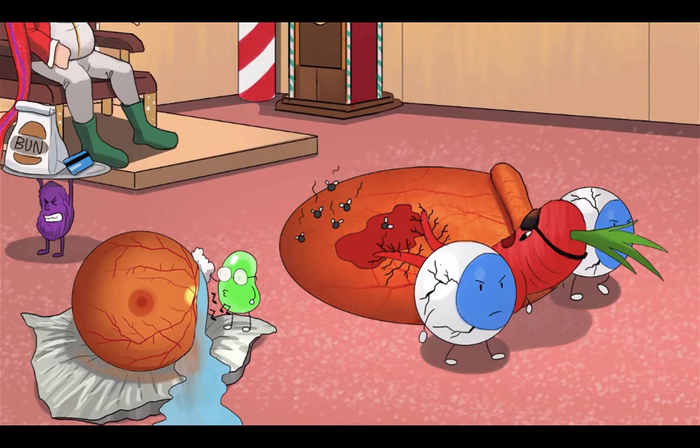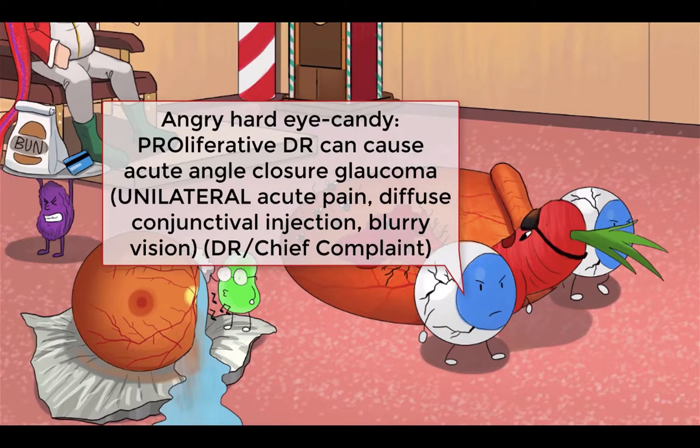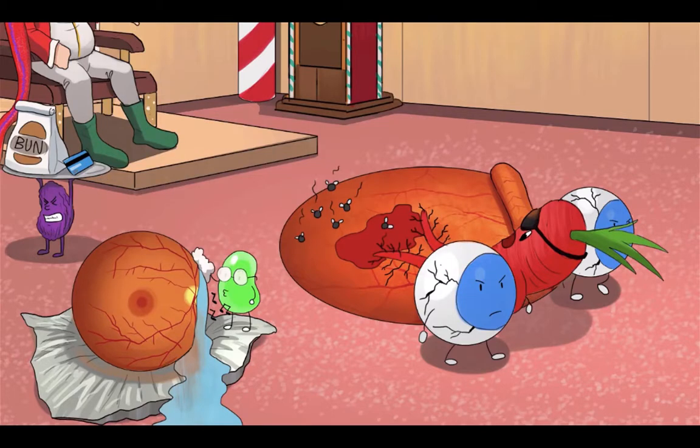And finally, those rock hard eye candies are meant to evoke an image of glaucoma. You see, new vessel proliferation can occur in the anterior chamber as well, leading to obstruction of the outflow path for aqueous humor. The increase in intraocular pressure is often acute and painful, with diffuse conjunctival injection and blurry vision in the affected eye. Just look how cranky that eye is.